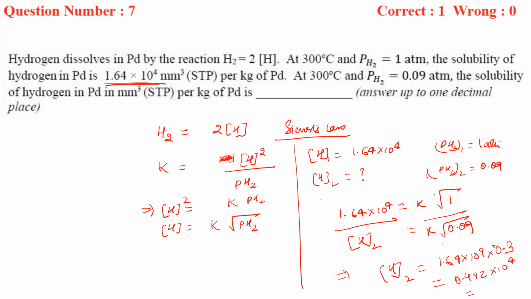Okay, and here it is asking the answer up to 1 decimal place. It is asking about 1 decimal place, that means we will multiply this by 10 to the power 4, so 4920.0. So basically 4920 will be the answer.